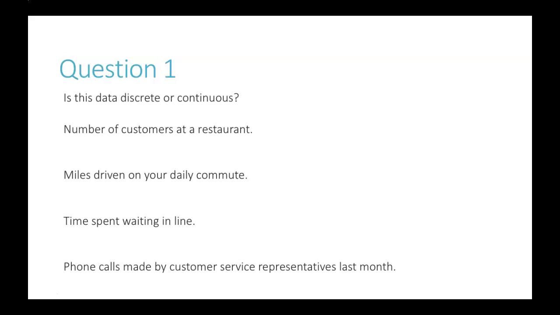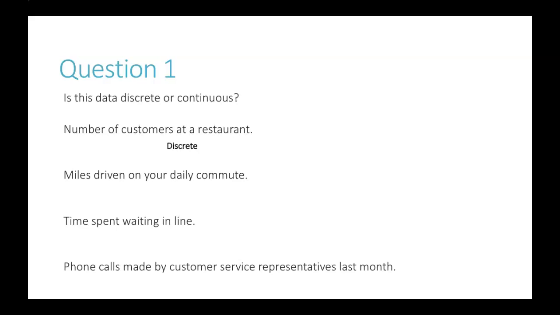number of customers at a restaurant, miles driven, some of it's going to be discrete, some of it's going to be continuous. So if we want to figure out the difference between those, discrete is going to be like definite numbers, right? Continuous can be any number under the sun. So the number of customers at a restaurant. Well, you can't have a quarter of a customer, right? You can't have 2.25 customers at a restaurant. So the number of customers at a restaurant will be discrete. It has to be 1, 2, 3, 4. It can't be decimals. It can't be fractions. So that's what makes that discrete.